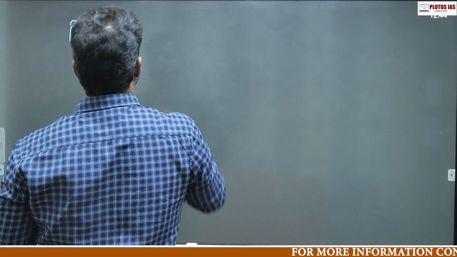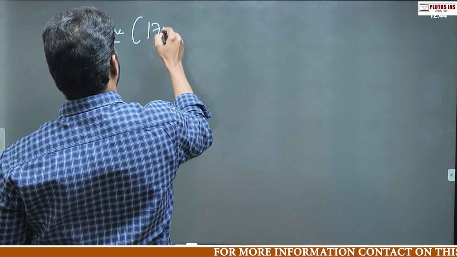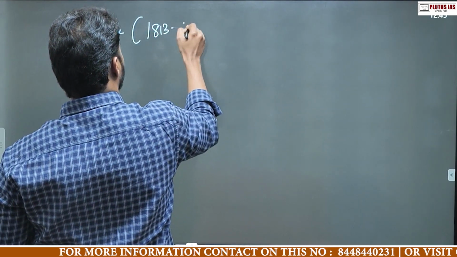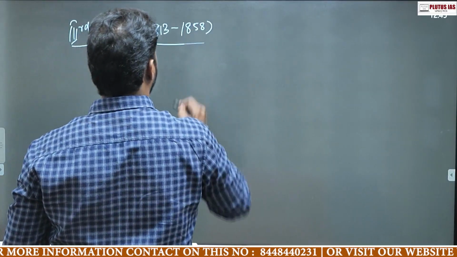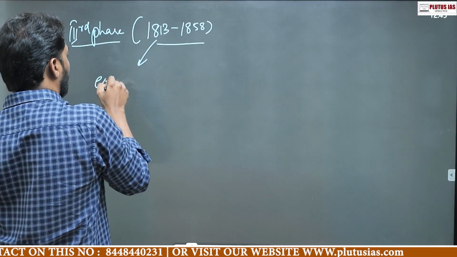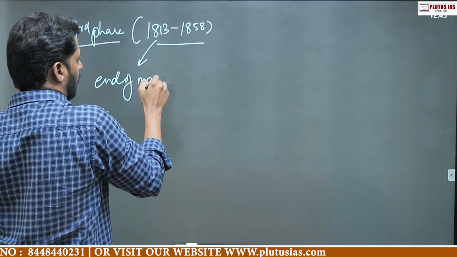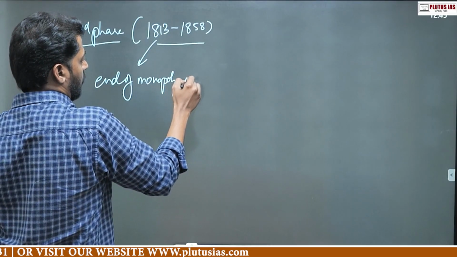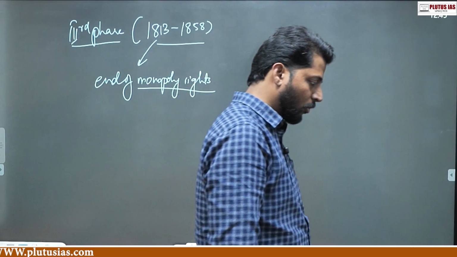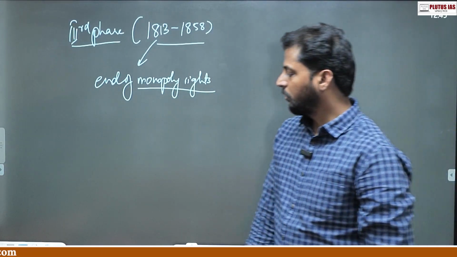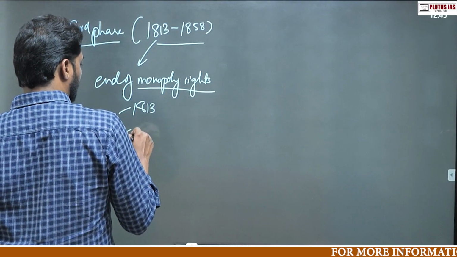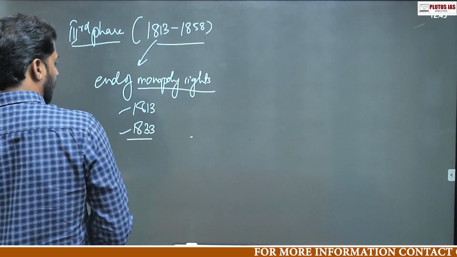Coming to the third phase, that is from 1813 to 1858. Why 1813? 1813 is because of the end of monopoly rights. Particularly, the end of monopoly rights started in 1813 and completely ended in 1833.